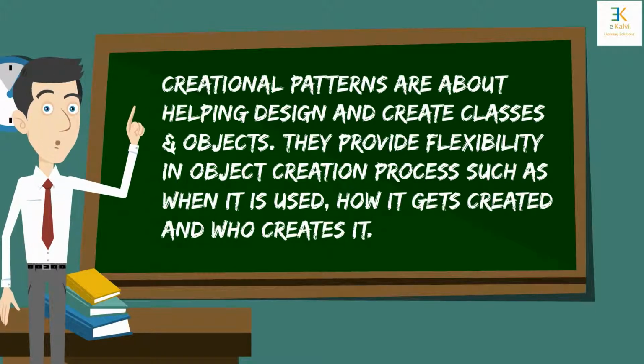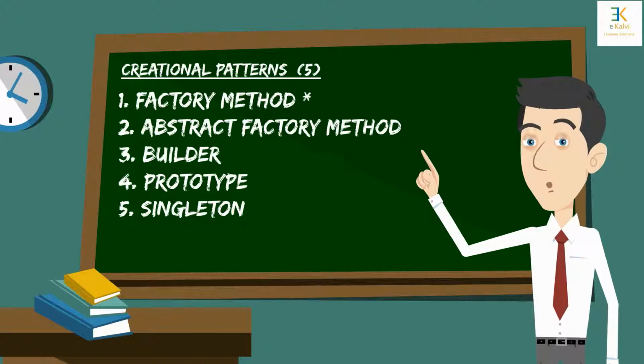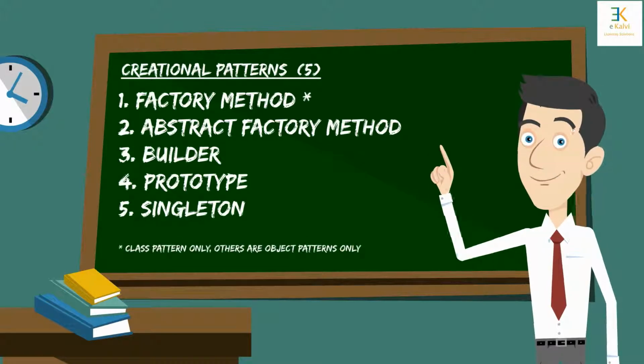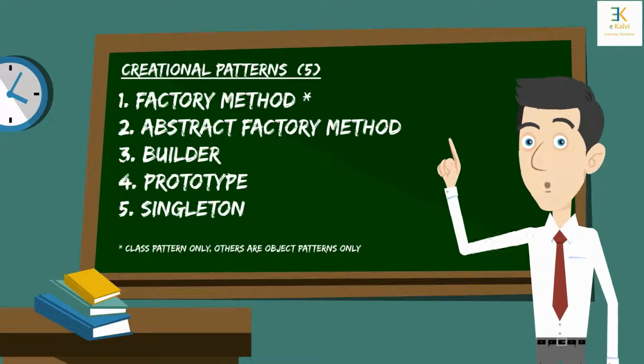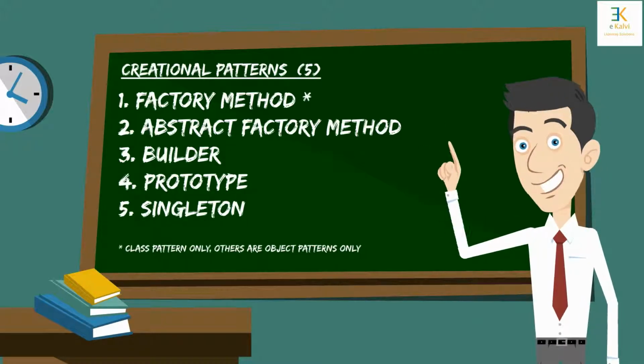They provide flexibility in object creation process, such as when it is used, how it gets created, and who creates it. Creational patterns are 5 in number. They are: 1. Factory method. 2. Abstract factory method. 3. Builder. 4. Prototype. 5. Singleton. Of the above, factory method is a class pattern only, others are object patterns only.